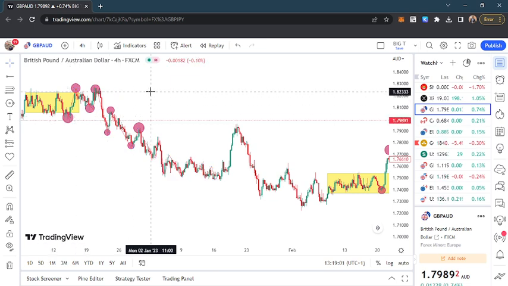If you are looking for sells, look out for lower highs and lower lows. If you are looking for buys, look out for higher highs and higher lows. And this is the easiest and simplest way to identify your market structure.